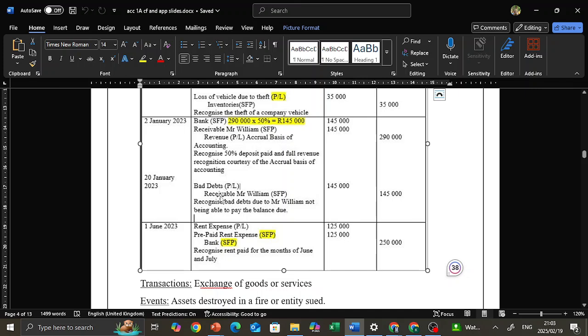Clean. Then why are we crediting receivable? Because receivable is an asset. We are decreasing this asset. It's no longer ours. So we're going to go back to the SFP and tell them, hi there, boss. We were excited. We thought this was ours. It was not. Scrap it back. We are canceling it out. You are not getting this 145,000. Then we recognize bad debts due to Mr. William not being able to pay the balance due.